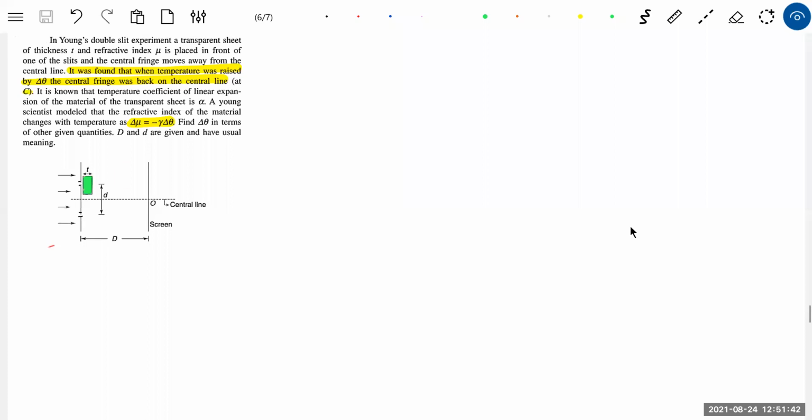Here, what actually happens if there is no slab? If your ideas are not clear, go back and analyze it. If a ray of light is incident, where do you expect the central maxima? Central maxima will be here, because where the path difference is 0, there should be the central maxima. Where the path difference of the rays arriving at a point is 0, the central maxima will be here.